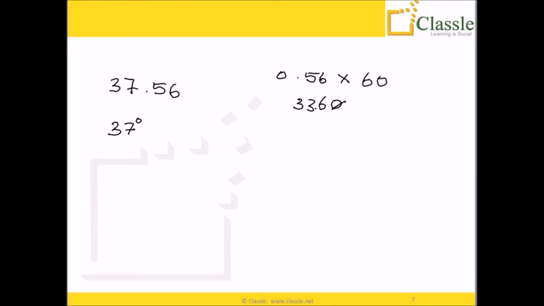So again, we cannot say 33.6 minutes. So it is 33 minutes, and then you have 0.6 left out. So 0.6 minutes can be multiplied by 60 to get the seconds. This is equivalent to 36 seconds.